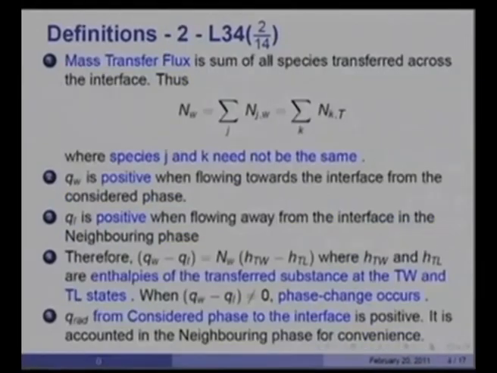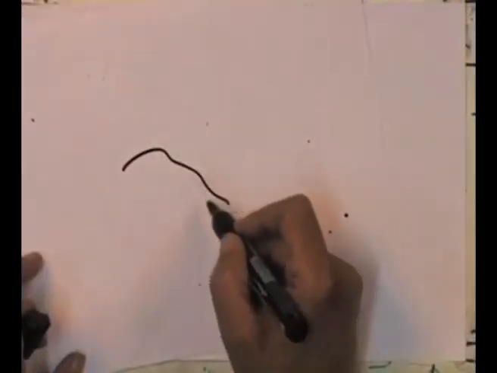The mass transfer flux is the sum of all species transferred across the interface. So, NW can be the sum of NJW, let us say in the transferred substance phase, and NKW in the considered phase. The species J in the transferred substance phase need not be the same as species K in the considered phase. This is typically the case when, let us say, I have mass transfer taking place across a wood particle.